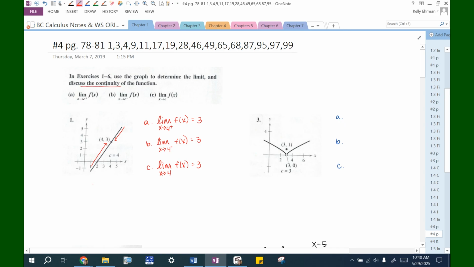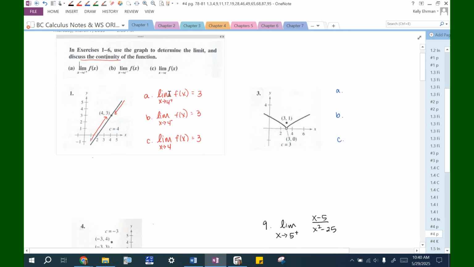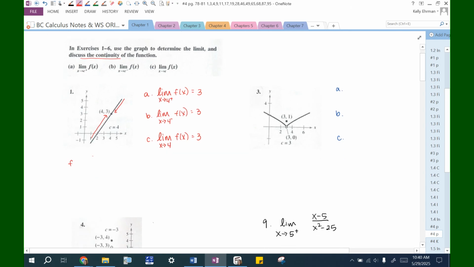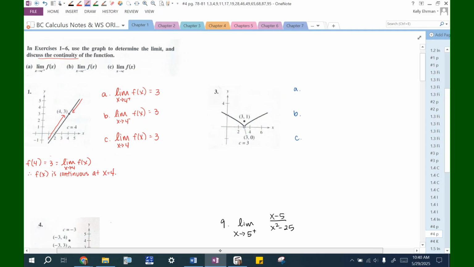Discuss the continuity. So just use the definition of continuity here. So f of 4 is equal to 3, which is also equal to the limit as x approaches 4 of f of x. Therefore, f of x is continuous at x equals 4. That's the definition of continuity at a point. All right, the next graph.